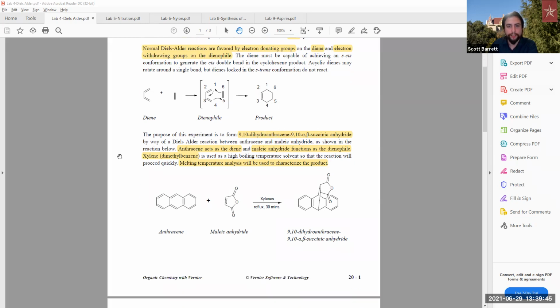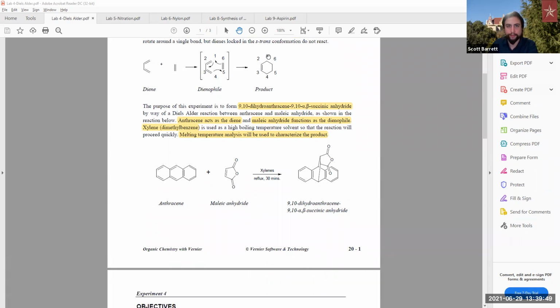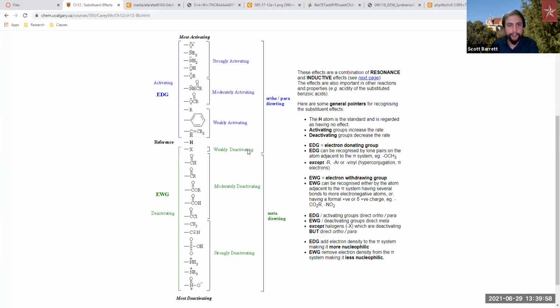And so this is the basic schema, but I want to switch over to look at the mechanism pathway. It'll be the same sort of mechanism with these folding curved arrows. So let me switch my screen over to here. These are going to be your electron donating or activating groups.